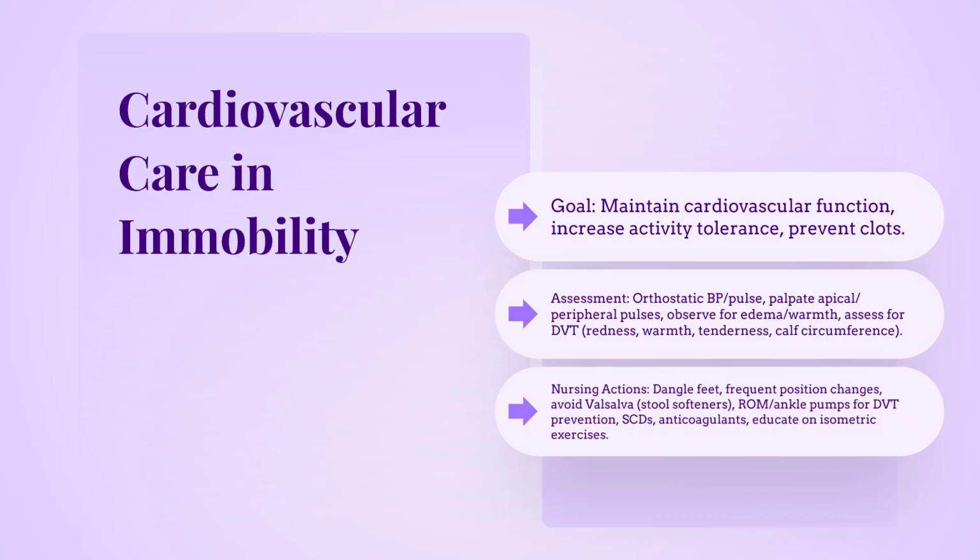Nursing actions, we're going to dangle their feet. We're going to do frequent position changes. We're going to avoid that valsalva, which is the stimulation of the vagus nerve that can cause bradycardia, by using stool softeners, making sure they're not getting constipated. We're going to do range of motion and ankle pumps to prevent DVTs. Use our sequential compression devices if they're ordered. Anticoagulants like heparin and Lovenox if they're ordered, and educate on those isometric exercises or to just those ankle pumps, ankle rotations, anything we can do to get those legs moving to keep that blood circulating.